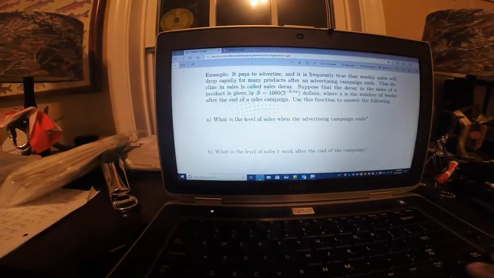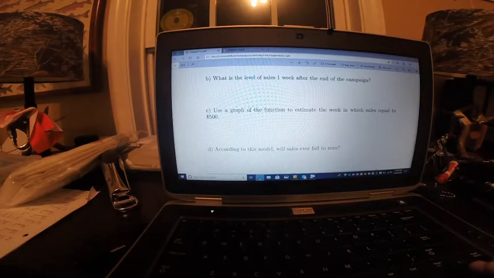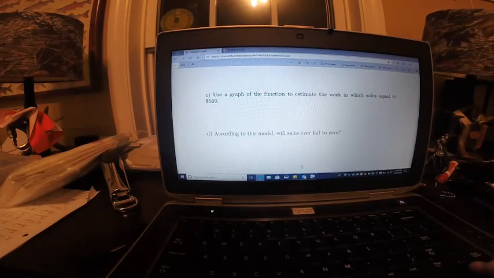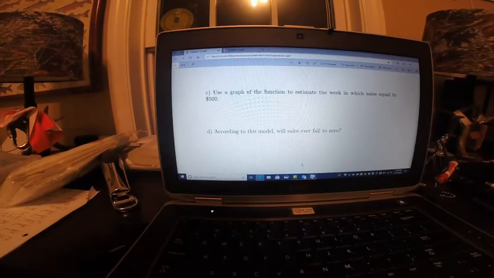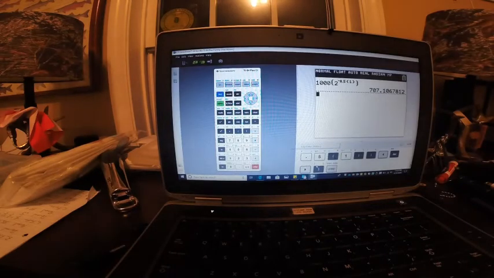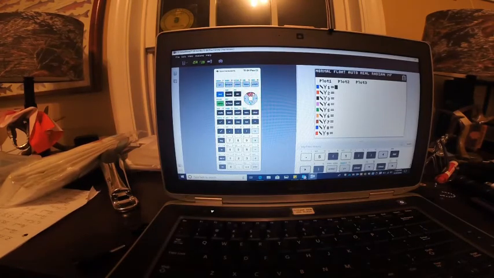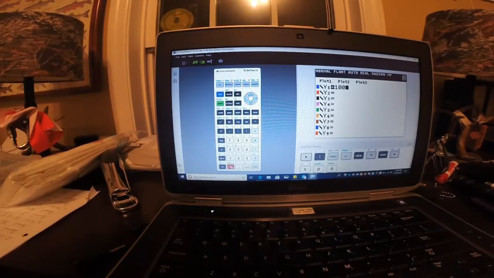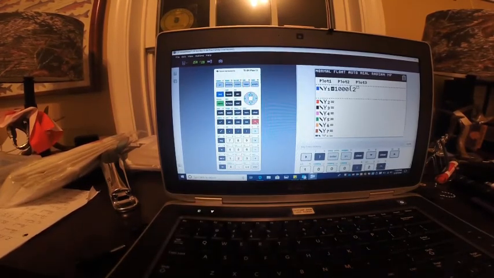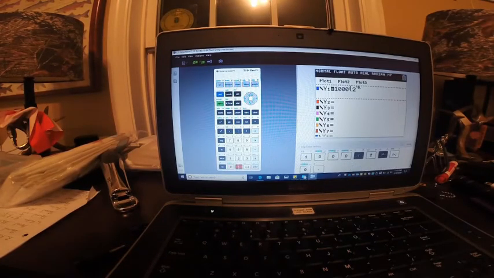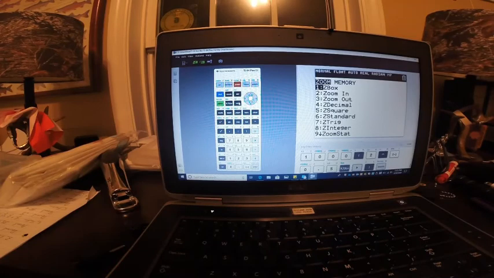Part C says use a graph of the function to estimate the week in which sales will equal $500. Okay, so let's come over here. We've got the function. We're going to type it in. Let's clear all the old stuff out. We've got 1,000 times 2 raised to the negative 0.5x. Okay. I'm going to do zoom. Let's do zoom fit again, see what happens.